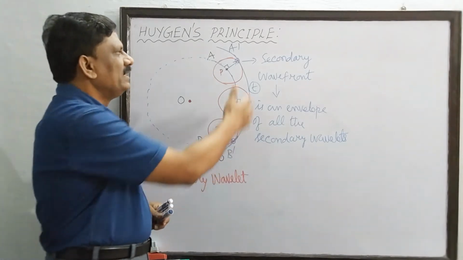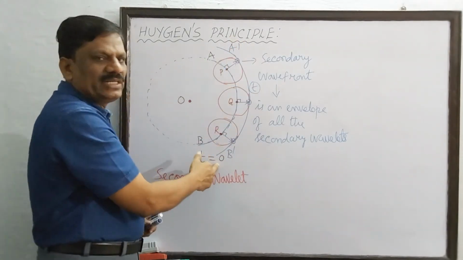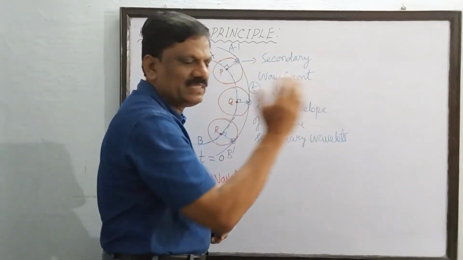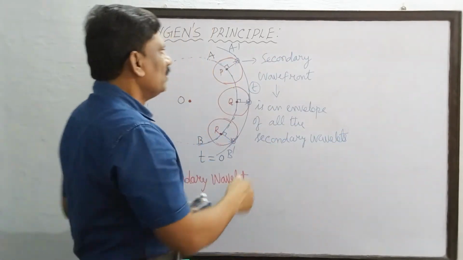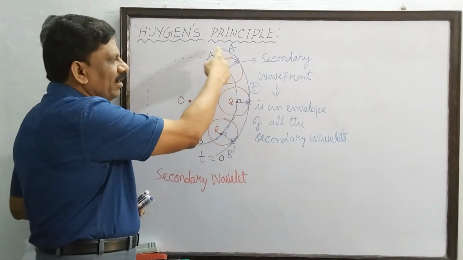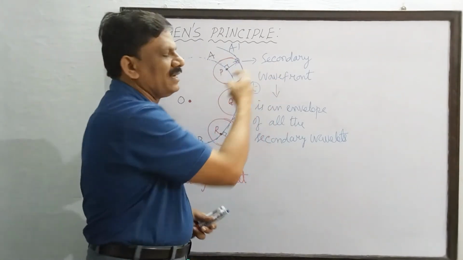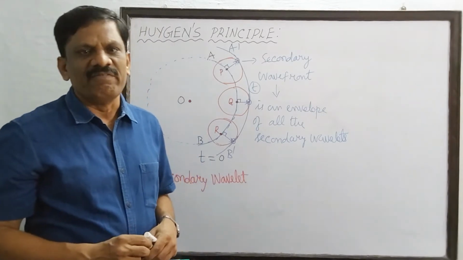And you see these A dash B dash is an envelope, which is in the forward direction. So the forward envelope of all the secondary wavelets gives a new wavefront. That new wavefront is also called a secondary wavefront.